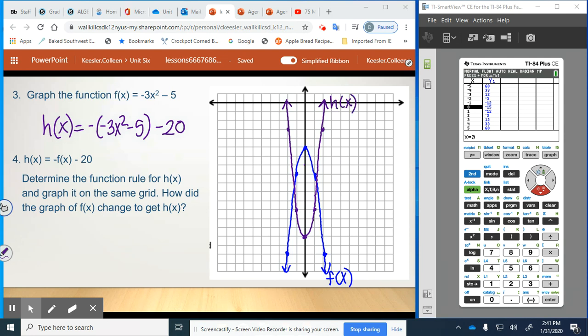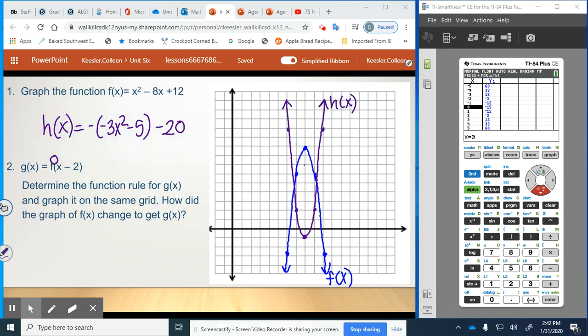Okay, so determine the function rule. We did that. Graph it on the same grid. We did that. How did the graph of f of x change to get h of x? So now we should notice some things from our transformation. So here we have a negative sign. Whenever you have that negative sign, it means there's some kind of reflection. So it reflected over the x-axis.